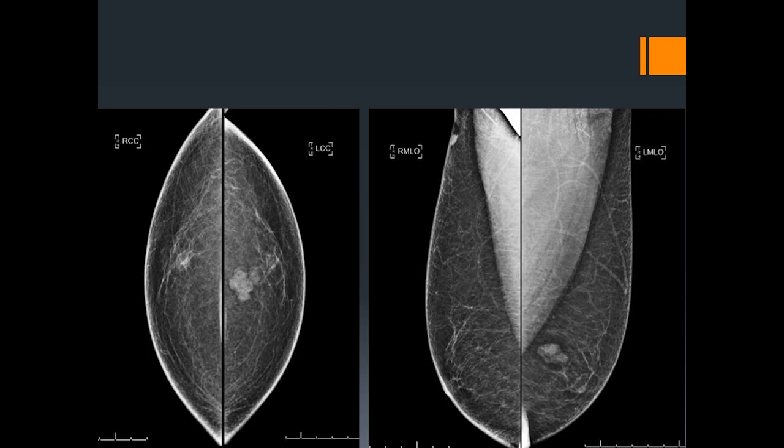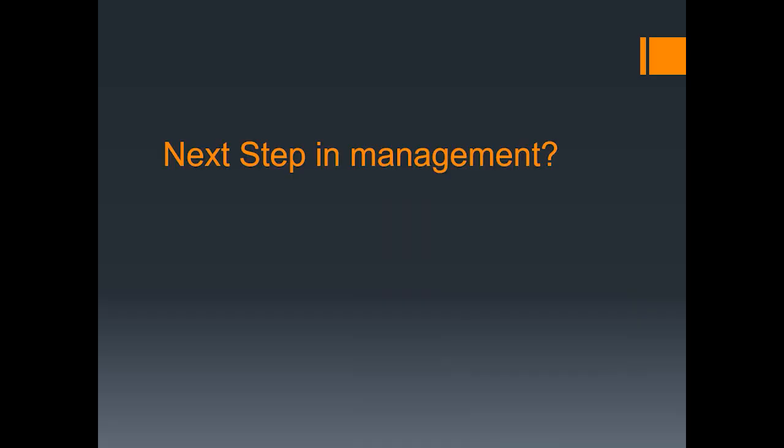Presented is a bilateral MLO and CC view, digital mammography in a 2D digital format, thinking about positioning, pectoralis, the density of the breast, and the finding. What is your next step in management? Would you biopsy? Would you do an ultrasound? Or would you just ask for clinical follow-up for the etiology for gynecomastia?